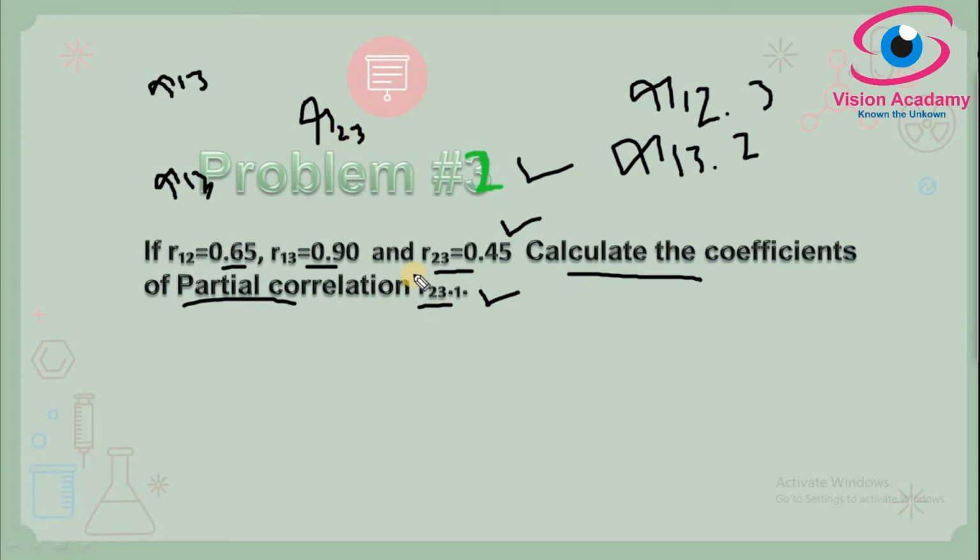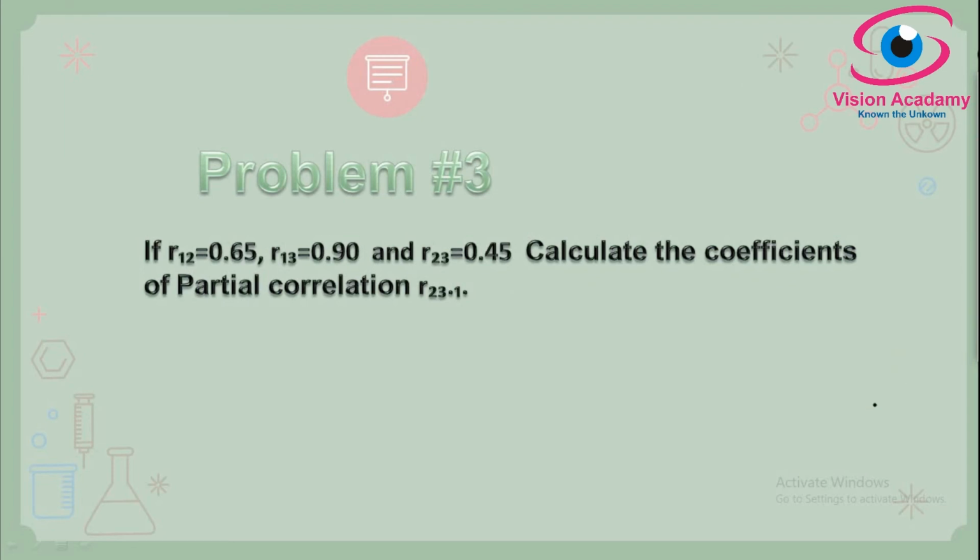Why we need all these 3 pieces of information is to apply them to the formula of the partial correlation coefficient of R23.1 or R12.3 or R13.2. We need these zero order correlation coefficients. So now let us calculate this option, that is the partial correlation coefficient of R23.1.